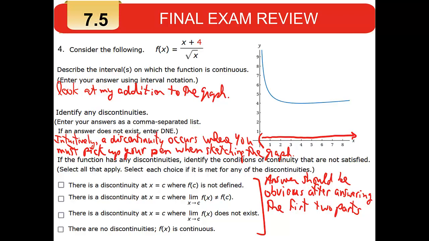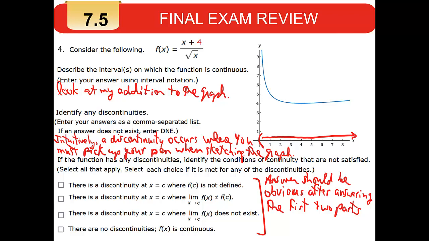Number 4, you're given a rational function. You're supposed to describe the intervals on which the function is continuous. Remember, a continuous function can be drawn without picking your pen up from the paper. If you look at the function, you can see that it's only defined for values greater than 0. But for values greater than 0, it is continuous. So if you look at that graph, you should be able to figure that out.